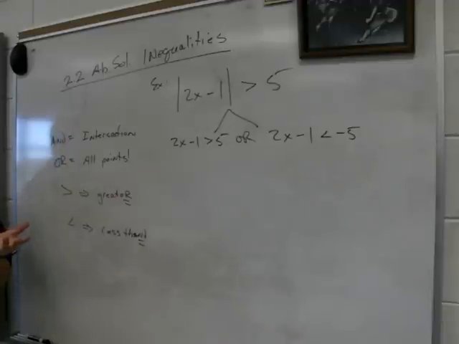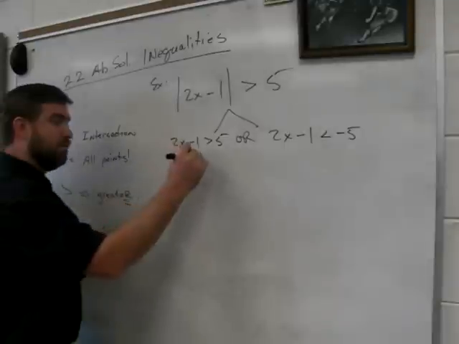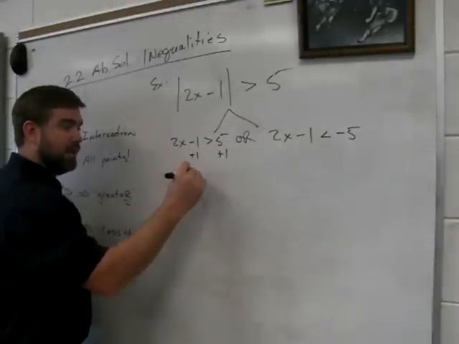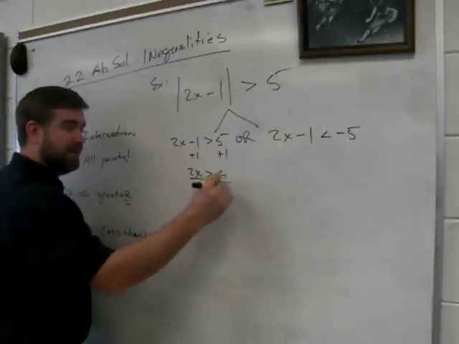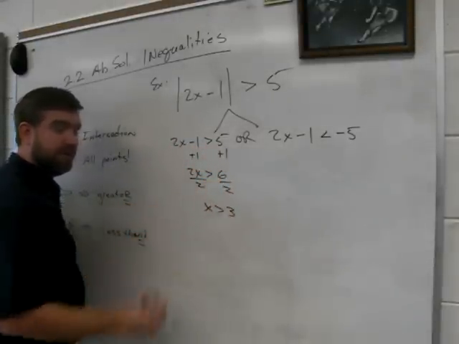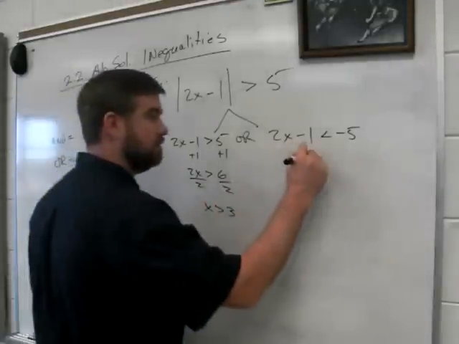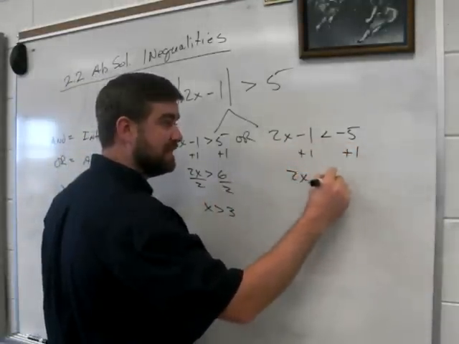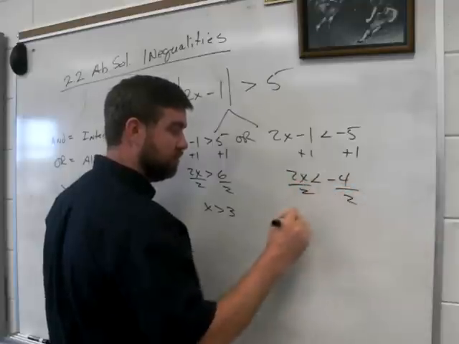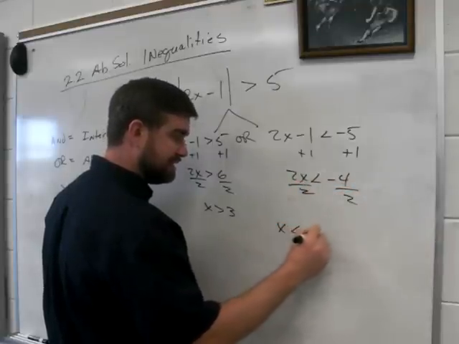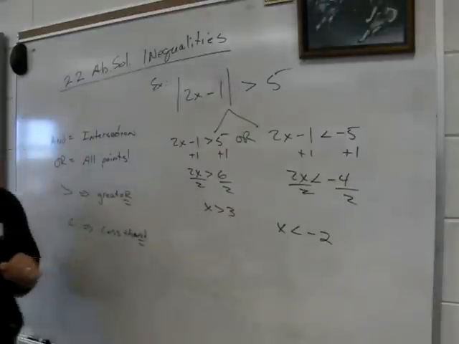All right? Now what do you have to do? Somebody take a guess. We've got to solve, right? We've got to get x by itself. So over here, we're going to add 1. Add 1. 2x is greater than 6. Divide by 2 on both sides. x is greater than 3. And just solve that side. Right? What do I have to do now on the other side? Solve the other side. Add 1. Add 1. 2x is less than negative 4. Divide by 2 on both sides. x is less than negative 2.